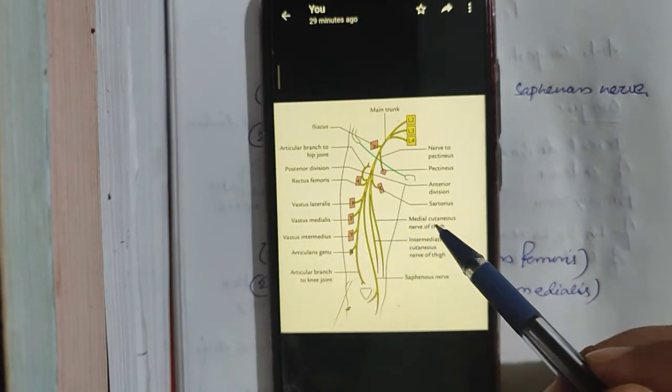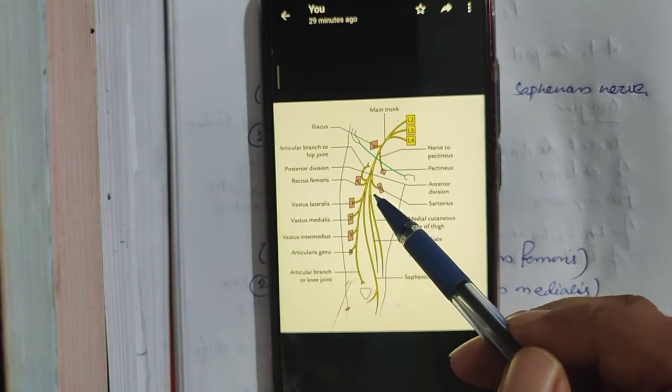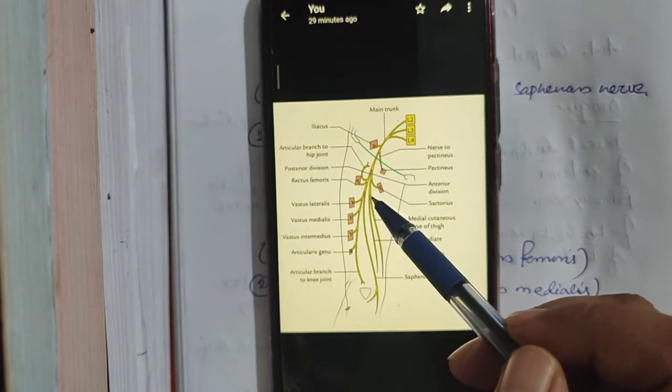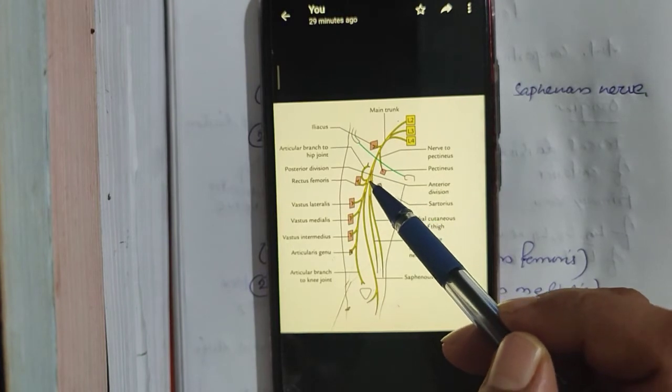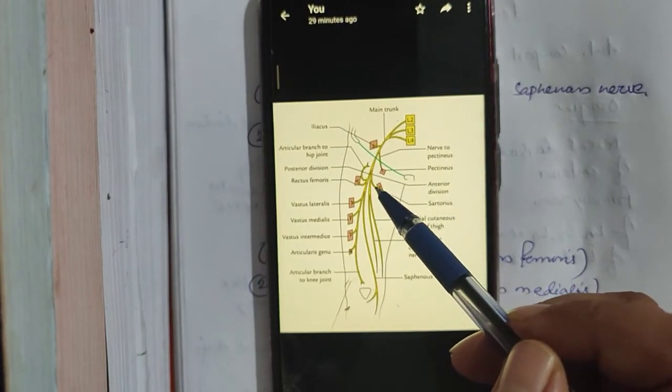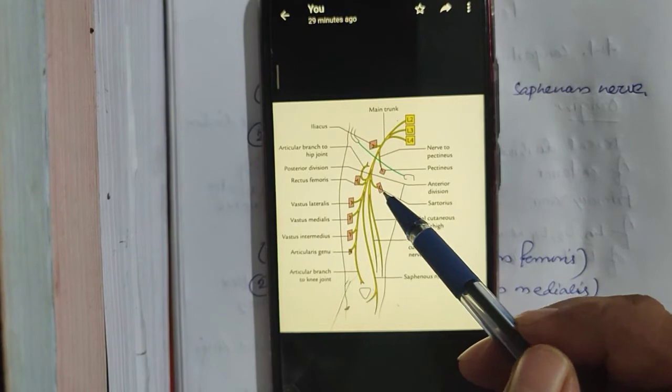Next, this one is the anterior division. The anterior division also gives a muscular branch for the sartorius muscle.